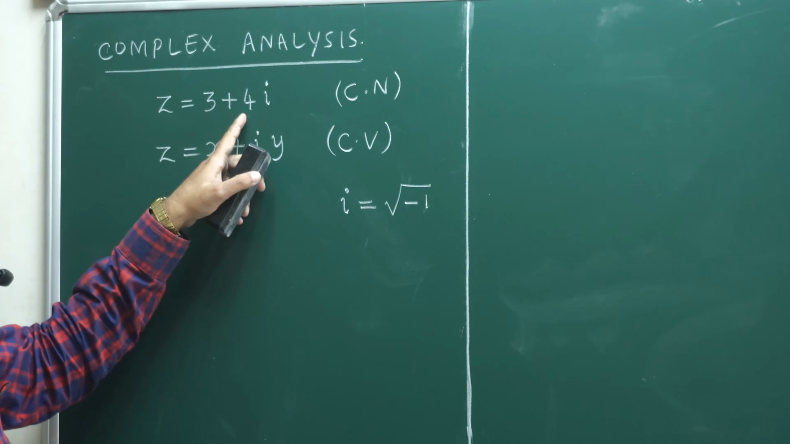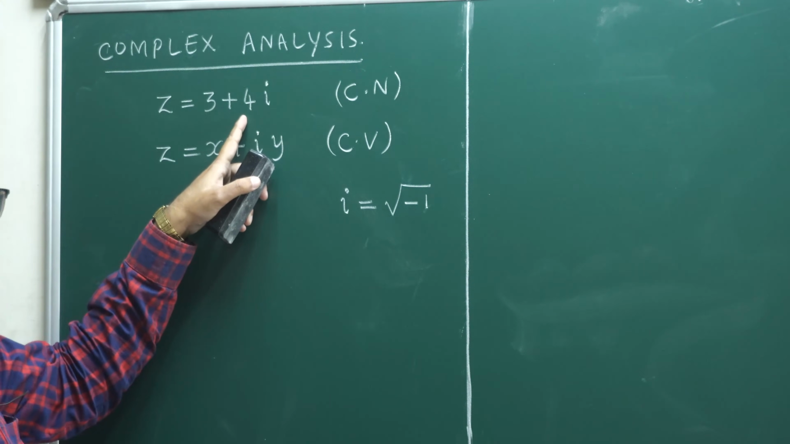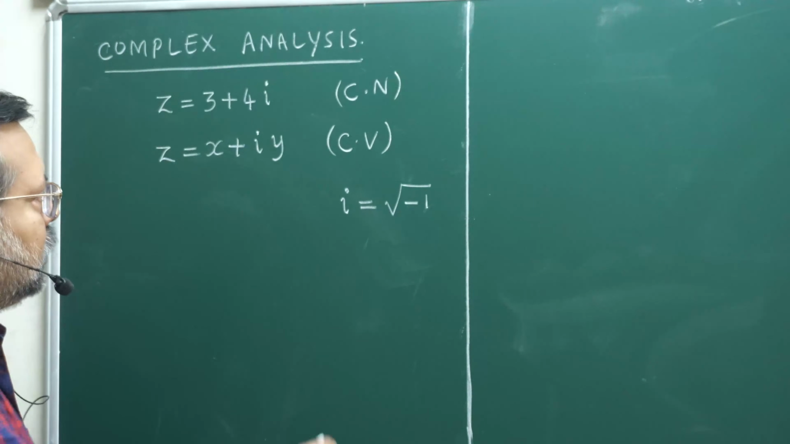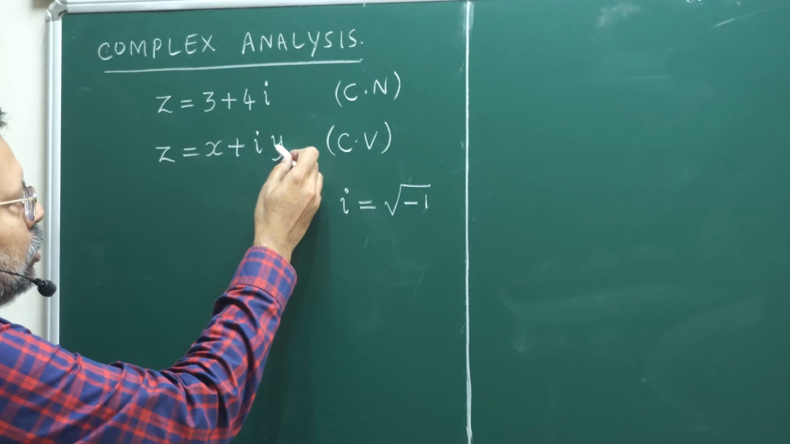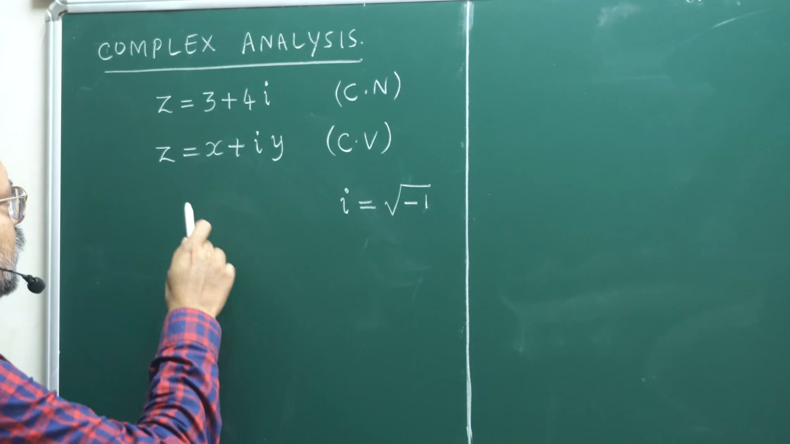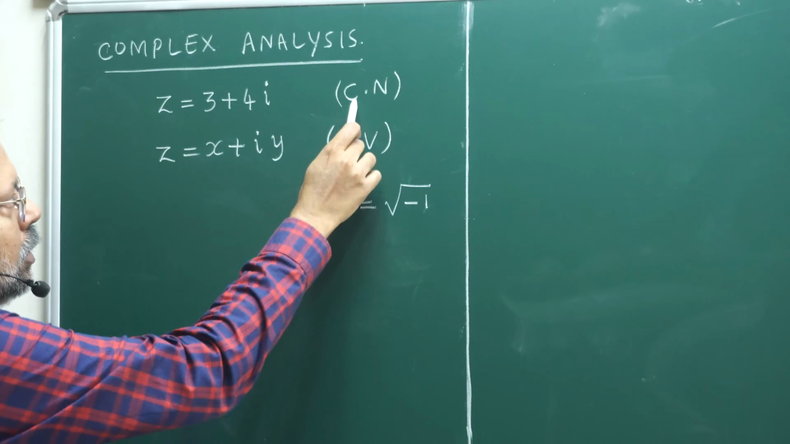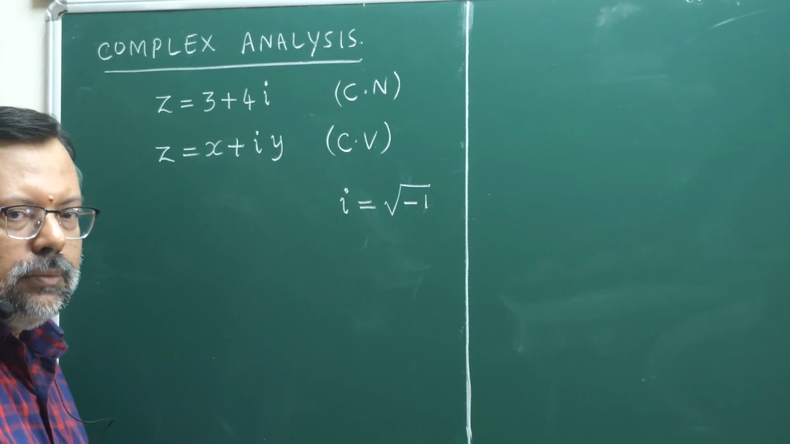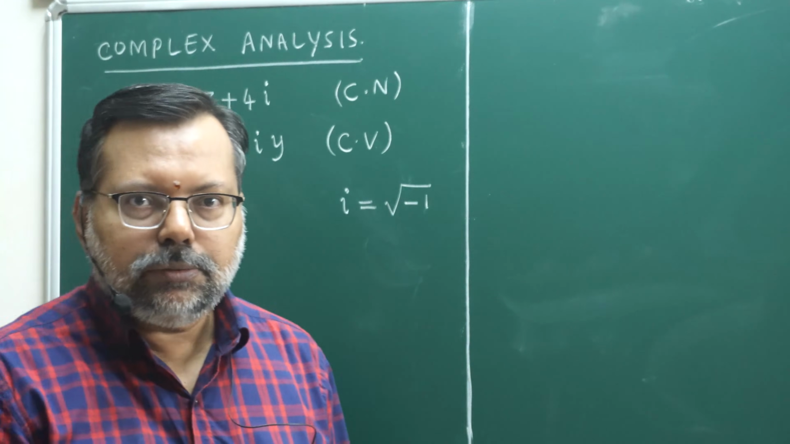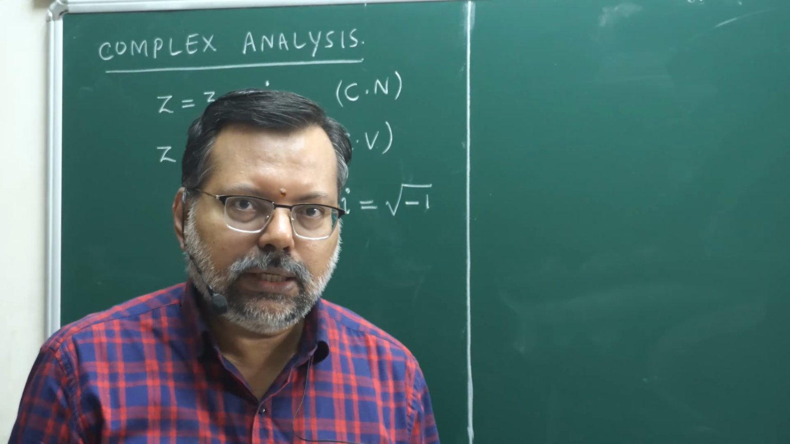And then this 4 is any variable. There is no compulsion that you should have only 4, and therefore the 4 has been changed to y. So if you write z equal to x plus iy, then the complex number becomes a complex variable. So the difference between complex number and complex variable is clear.